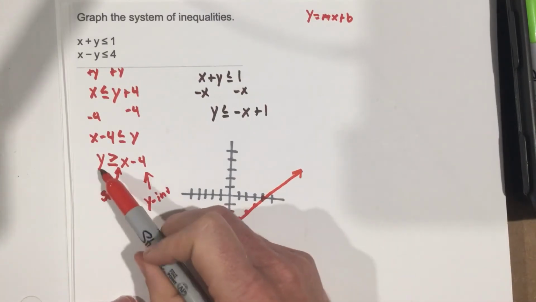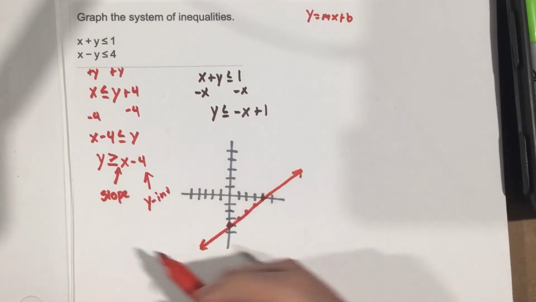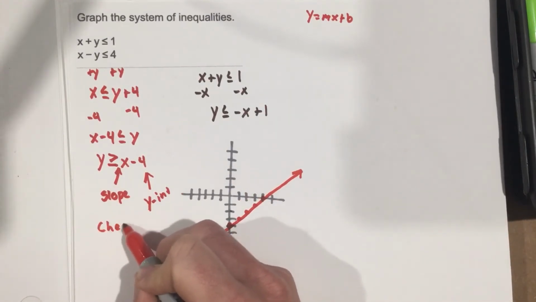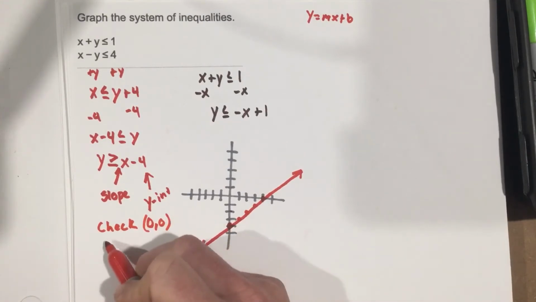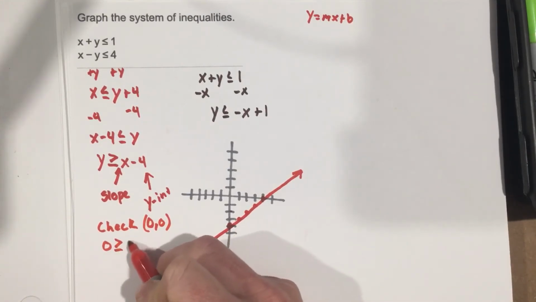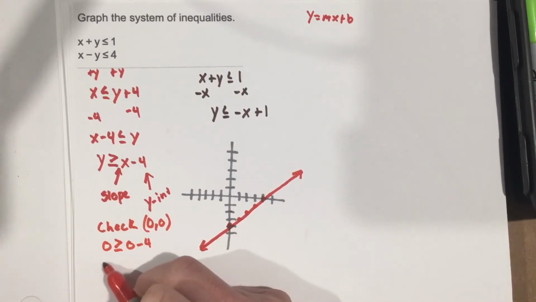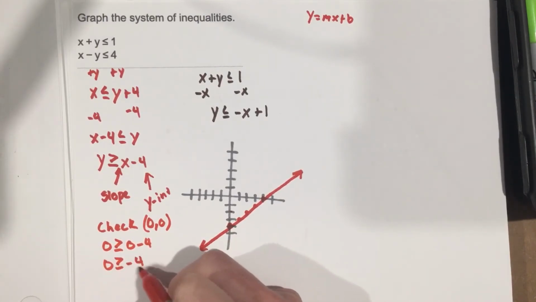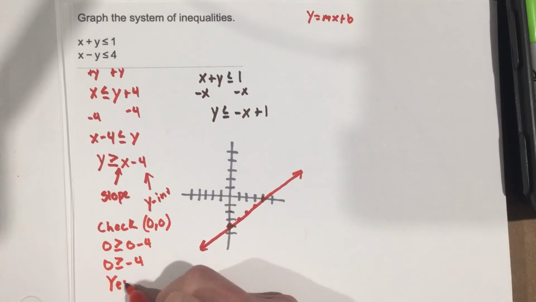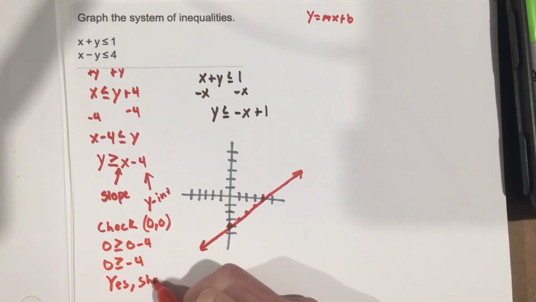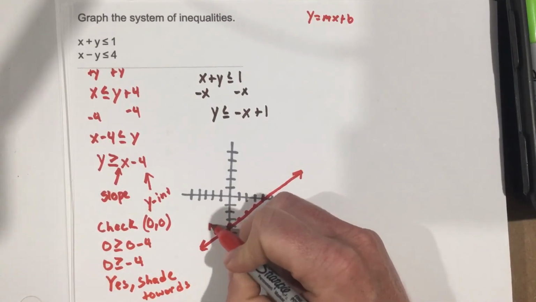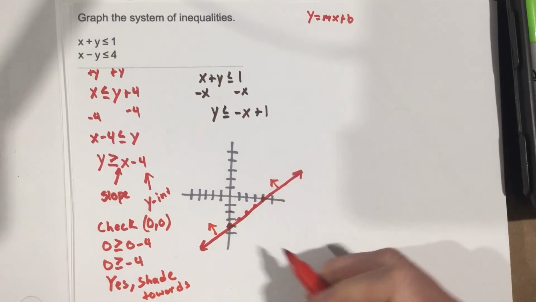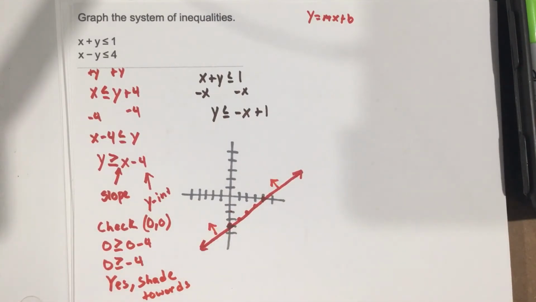And then we got to shade that says y greater than that. We could test this, so we could check 0, 0. And that would be 0 greater than or equal to 0 minus 4. So we get 0 greater than or equal to negative 4. So yes, shade towards. So we're going to just point a couple arrows this way. Nothing too crazy, just showing that, hey, our solutions are that direction.